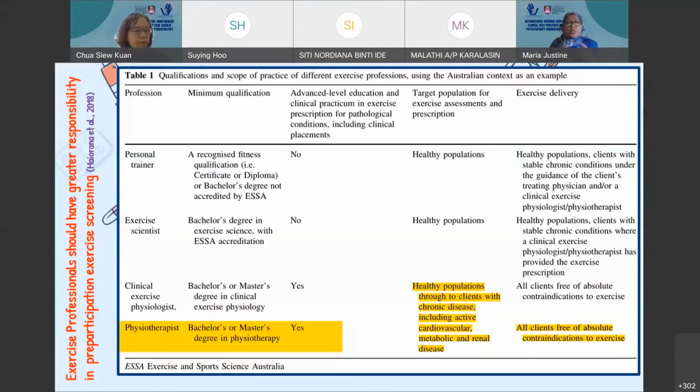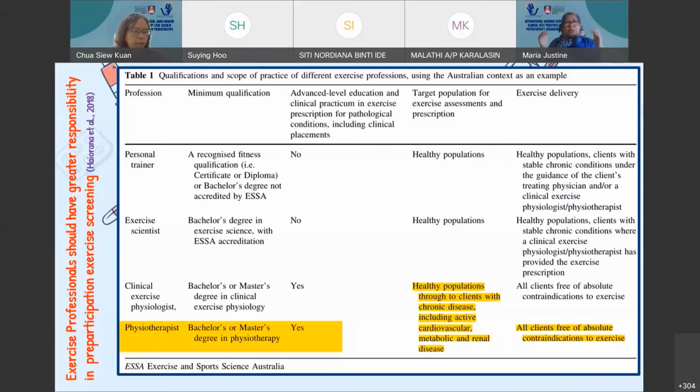Okay, so we as the physiotherapists, we target the healthy populations as well as those with active diseases. In terms of exercise delivery in Australia, the personal trainer and the exercise scientist need to be supervised by the physiotherapist or the clinical exercise physiologist when they deliver exercises. Unlike them, we physiotherapists can freely deliver our exercises because we have already considered any contraindications to the conduct of the exercises.